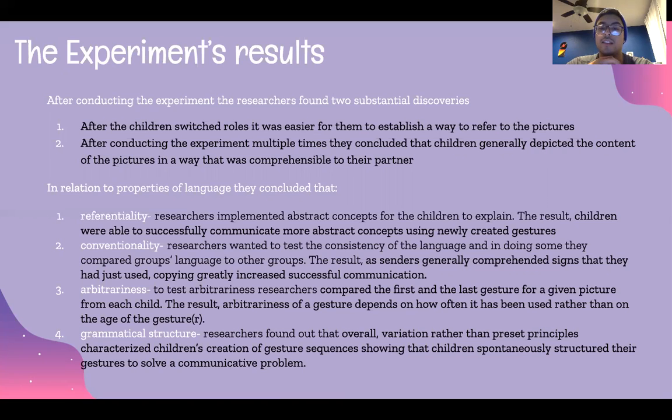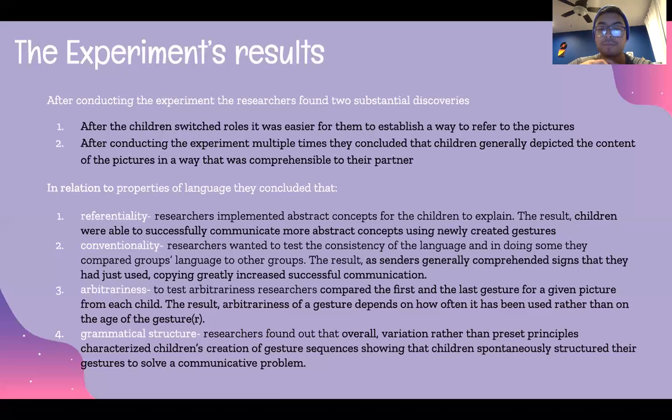Conventionality, they wanted to test this. So what they did is they compared groups' language to other groups. The result was that, as the sender generally comprehended signs that they had used, copying greatly increased successful communication. So perhaps they picked up an easier way to describe something. Probably they got it sooner and said, okay, this kid is onto something. He's onto something better than what I'm doing. Let's take it and use it to forward our progression.